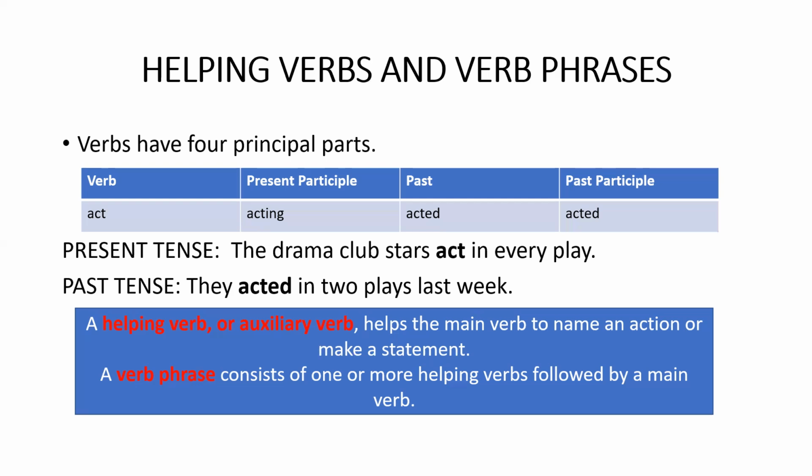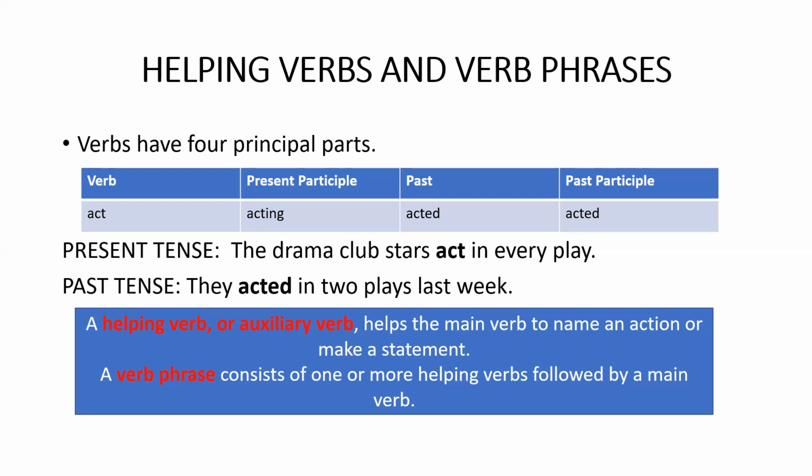You can use the verb itself and the past form alone to form tenses. Now I have given here two examples, one with the present and the other with the past. The drama club stars act in every play. They acted in two plays last week. So you must combine the present participle and the past participle with helping verbs in a verb phrase to form other tenses. Now, what is a helping verb?